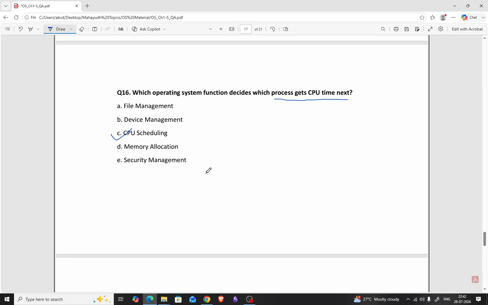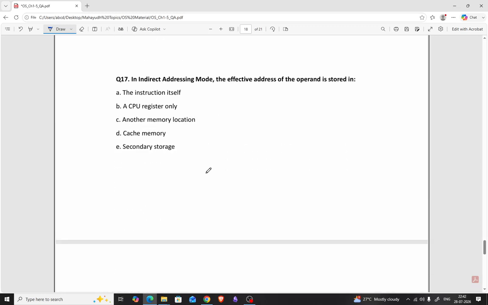Question number 17. In indirect addressing mode, the effective address of the operand is stored in. Where will it be stored? Actually, the effective address of the operand is stored in the instruction itself, CPU register only, another memory location, cache, secondary storage. The effective address will be stored in another memory location.